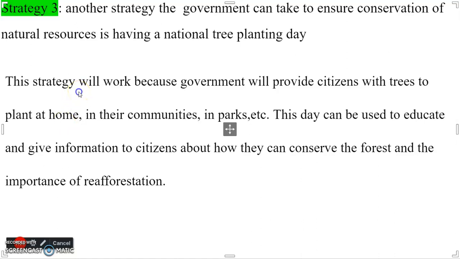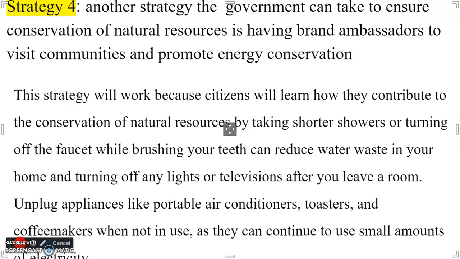Another answer that you could write for my strategy is the government can have brand ambassadors to visit communities and promote energy conservation, right? So they can choose some young people to be the face of natural resource conservation, and these young people can go into the different communities, having face-to-face interaction with citizens about natural resources.